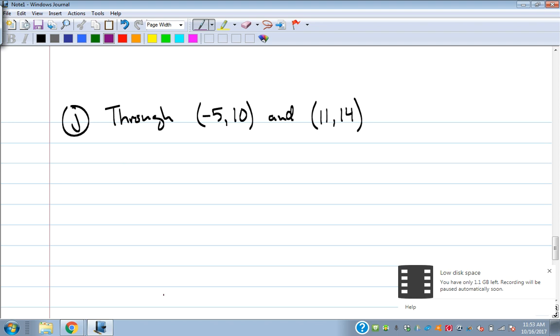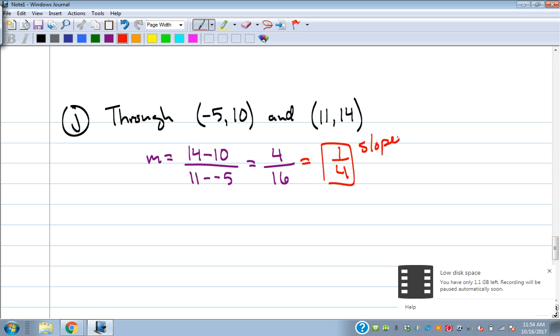So what's the first thing we've got to do? 14 minus 10. Yeah. So 14 minus 10 is 4. 11 minus -5 will be positive 16. And then what? Reduce it if it will. 4 over 16 will reduce to 1 over 4. So there's our slope. We know the slope is 1/4.